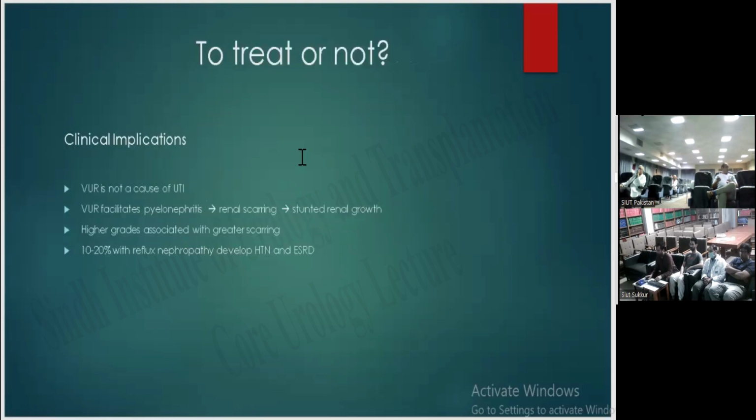To treat or not to treat: in which conditions should VUR be treated? VUR is not a cause of UTI. VUR facilitates pyelonephritis, which leads to renal scarring and stunted renal growth. Higher grades are associated with greater scarring. 10 to 20% with reflux nephropathy develop hypertension and end-stage renal disease.